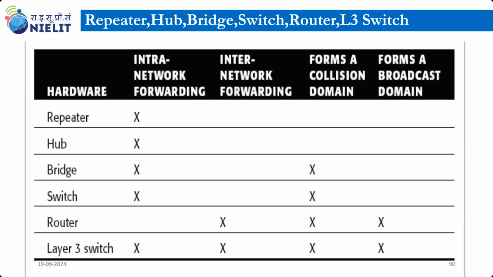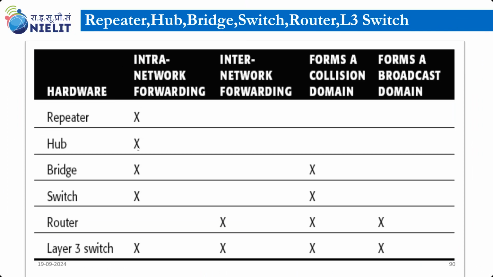If we see this table with respect to repeater, hub, bridge, switch, router, L3 switch, we can compare with respect to intra-network forwarding, inter-network forwarding, forming a collision domain, forming a broadcast domain. For example, repeater. A repeater can forward signal in the same network. Same network means in the same intra-network. That is why it is showing as intra-network forwarding.